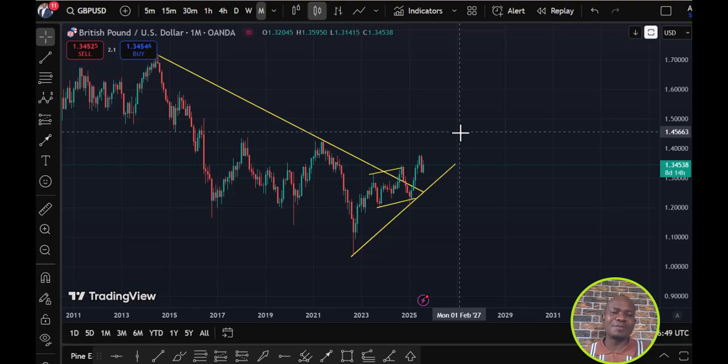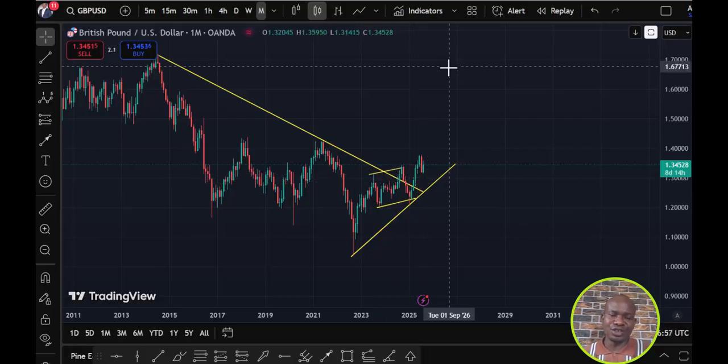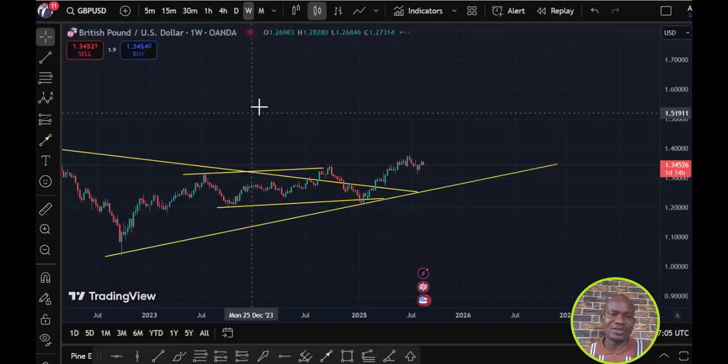So what do we expect? We're expecting the market, since it has confirmed the trend in a monthly time frame, to keep pushing high. But before then, there will be a consolidation. So let's go down to the weekly chart now to see what exactly the market is doing.